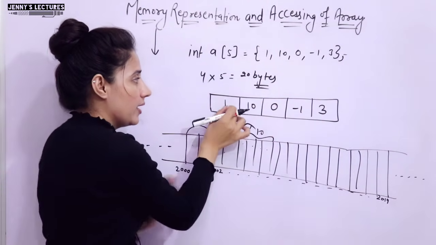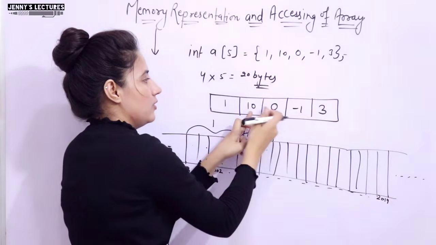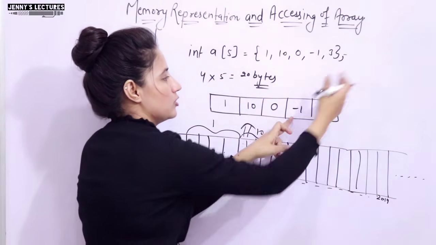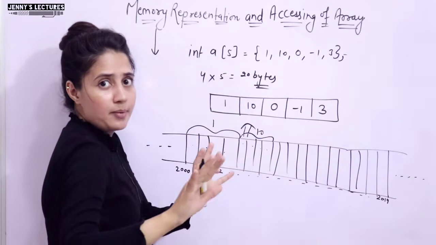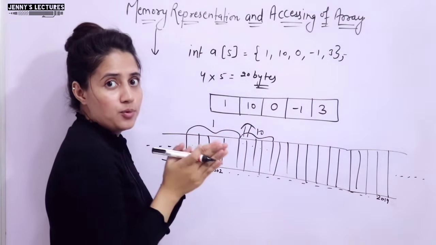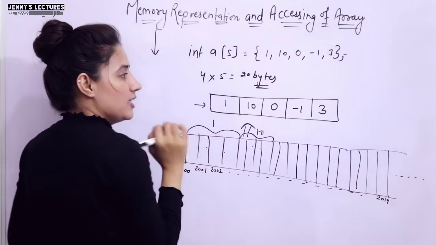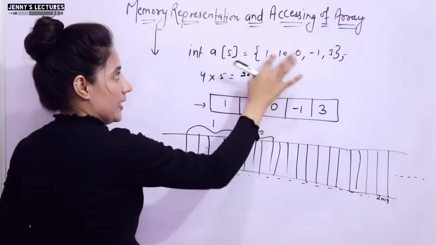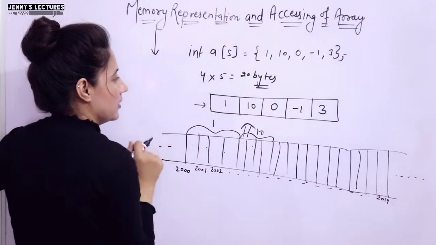It's not like 1 here, then leave some space, 10 in another location, leave some space, -1 in another location, in random memory locations. No, this is a very important point. This is a property of an array. Contiguous memory allocation would be allocated to all the data items of the array. This is very important here.